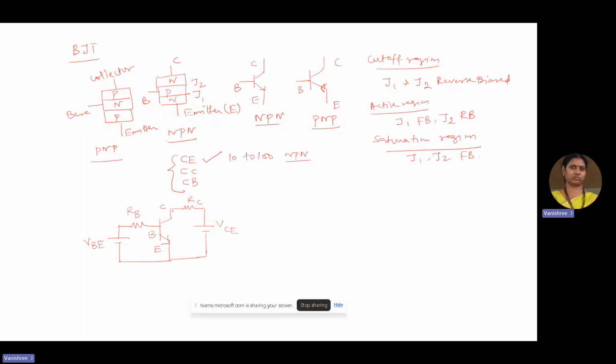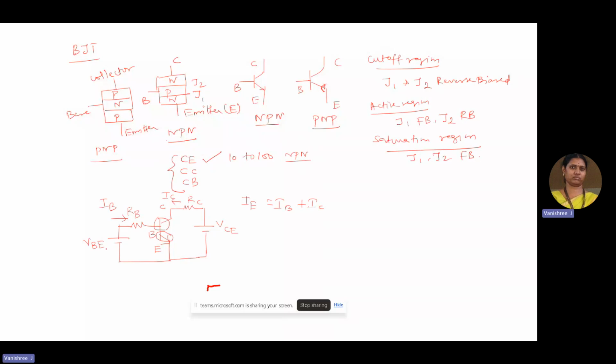So now it has two junctions which need to be forward biased if we need to have a flow from the emitter towards the collector. And it is the base current which flows through, and it is the collector current. So as per Kirchhoff's current law, IE is equal to IB plus IC. So the output current is IC and the input current is IB.